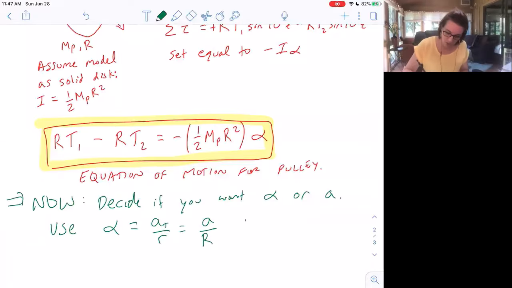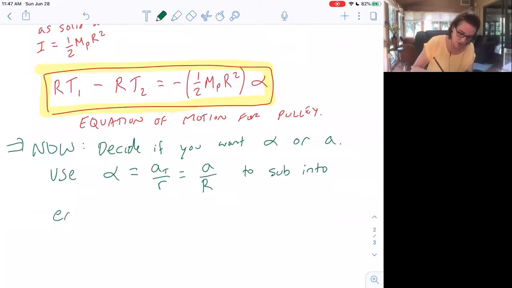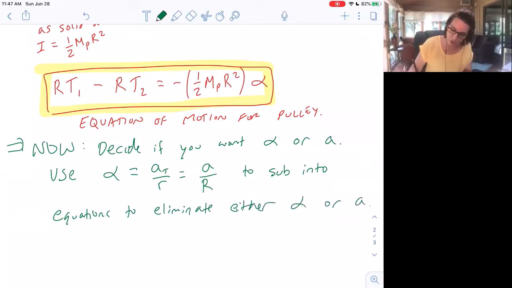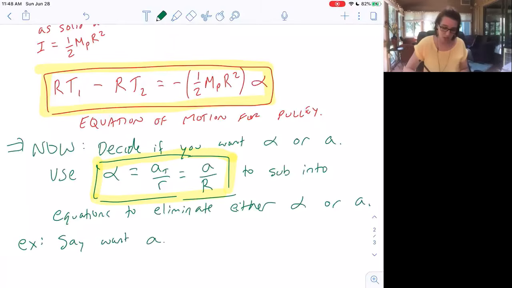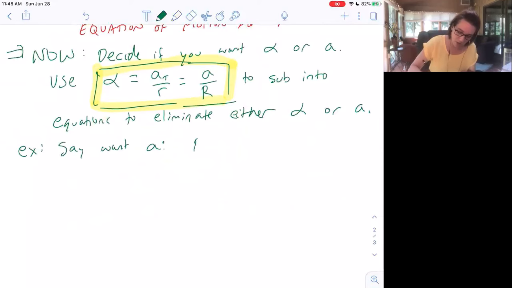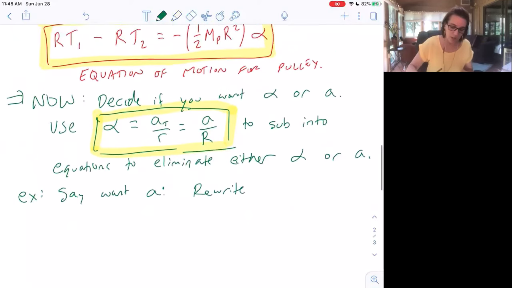So to substitute into your equations to eliminate either alpha or A. This is an exceptionally important result that makes it so that you can also solve your system of equations. So in this case, for example, say that we want the linear acceleration. Then what I'm going to do is rewrite the pulley equation.